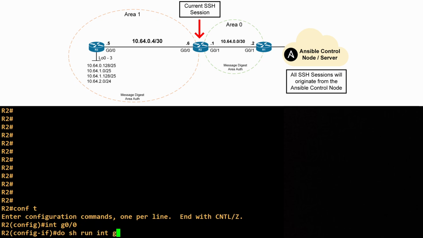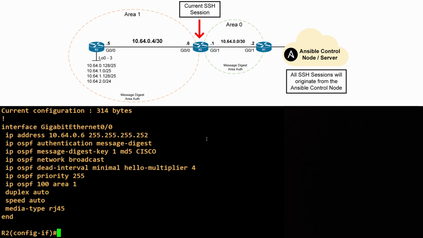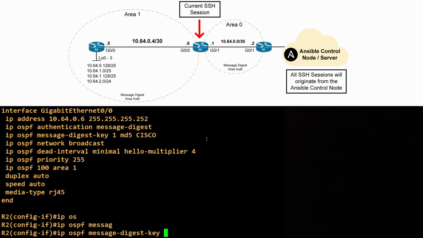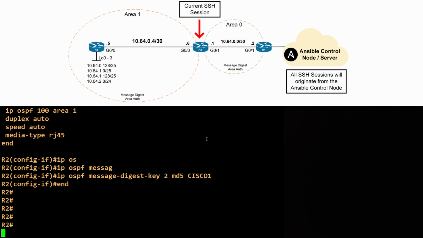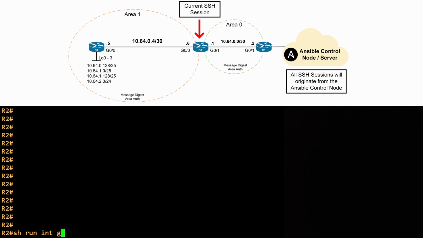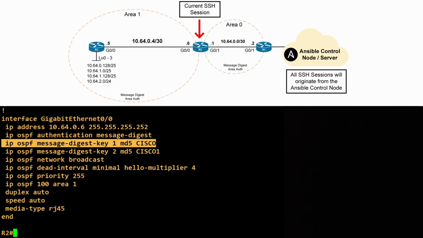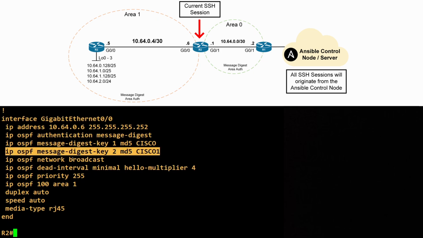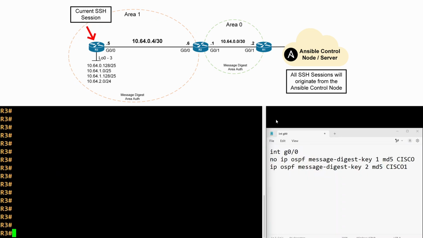Before we reconfigure router 3, let's just quickly apply the new message digest key, key 2, to router 2. Perfect. As you can see from the running configuration, message digest key 2 has been applied to router 2's Gigabit Ethernet 0/0 interface. Router 3 still only has key 1.